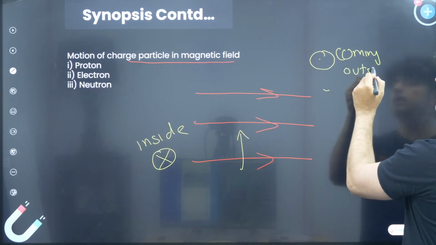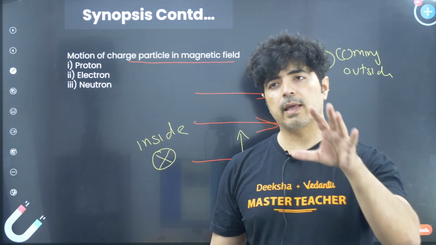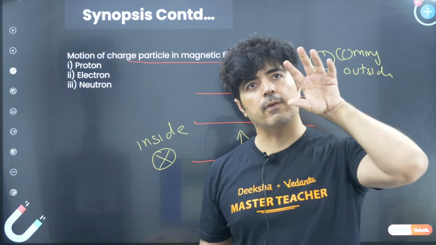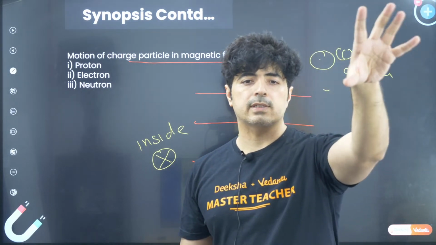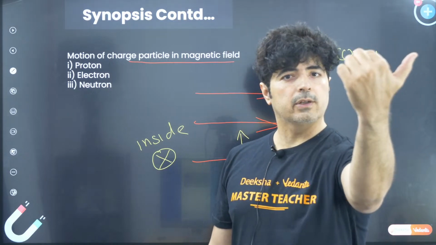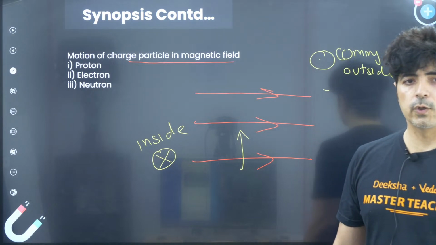Where has this come from? The arrow. When the arrow is going away from you, you will see the cross at the back. When you see the arrow coming towards you, you will only see a dot. So this is exactly being shown like this over there, okay?